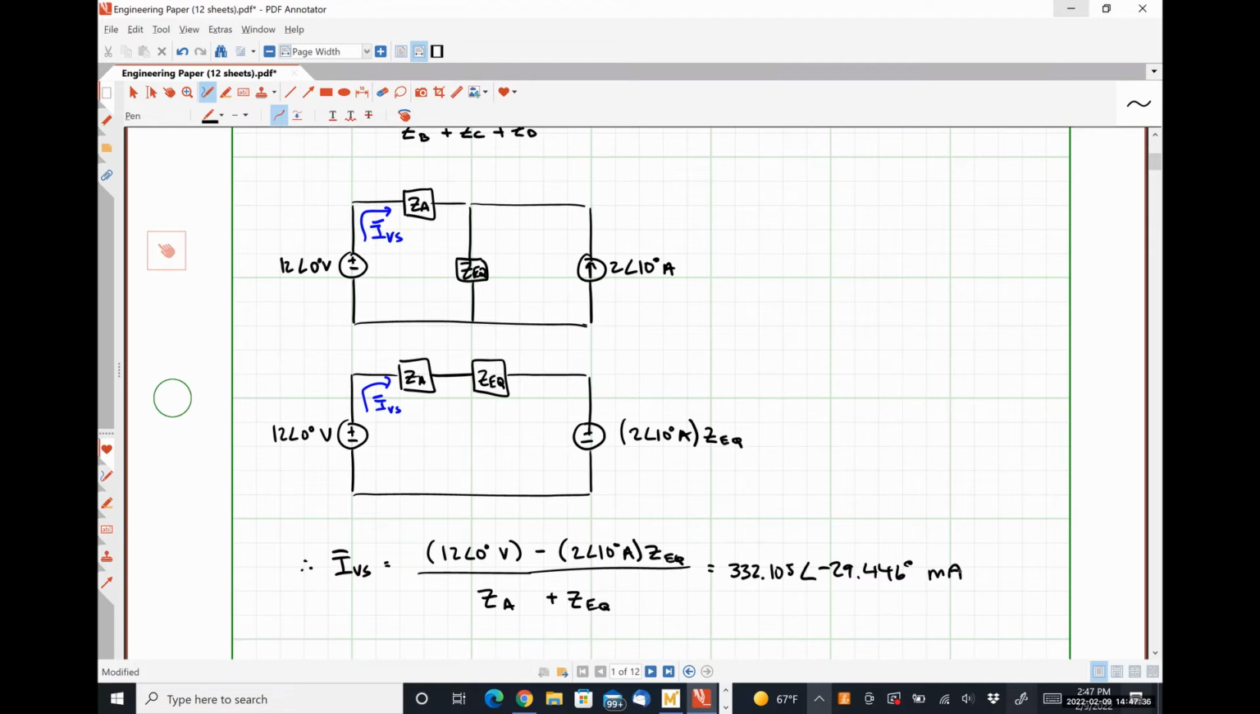So let's talk about what we did in this problem just real quick. Not only did we do a source transformation, we actually threw in some source combination as well, implicitly here, right? The reason why I say that is because the 12 angle 0 degrees volts minus 2 angle 10 degrees amps times ZEQ represents the equivalent voltage for this final circuit, like if we had lumped them together as a single voltage drop over those two impedances, ZA in series with ZEQ.